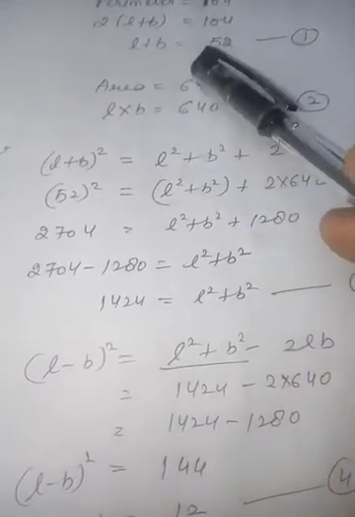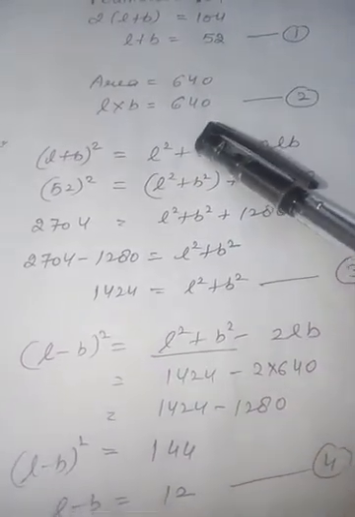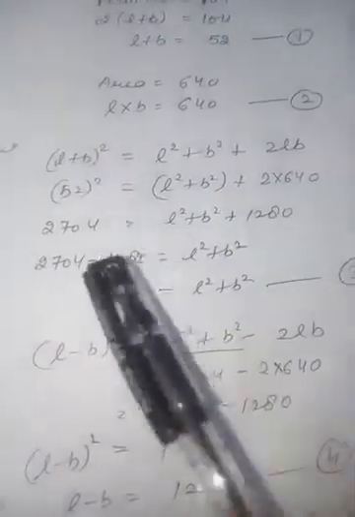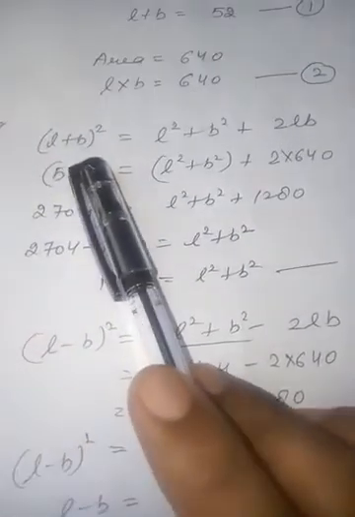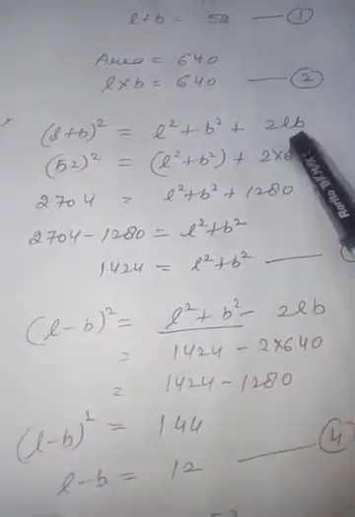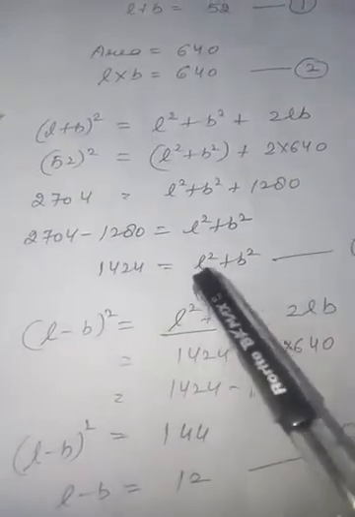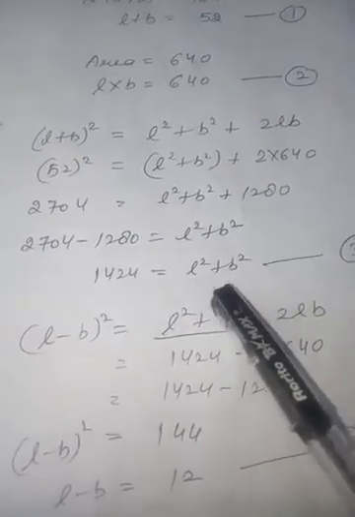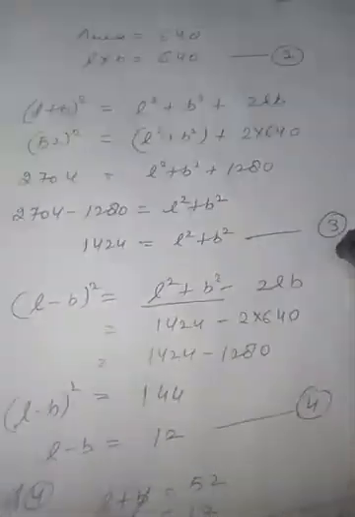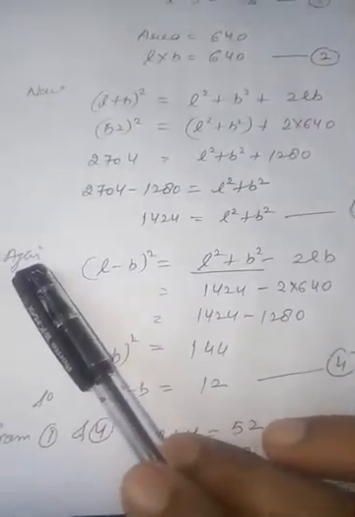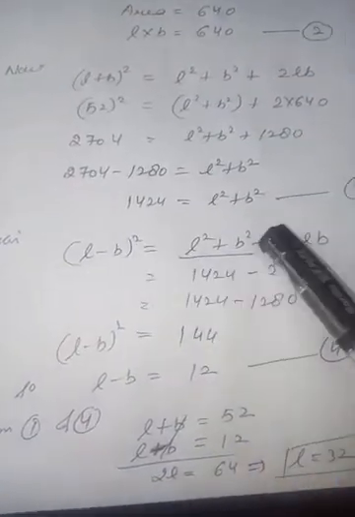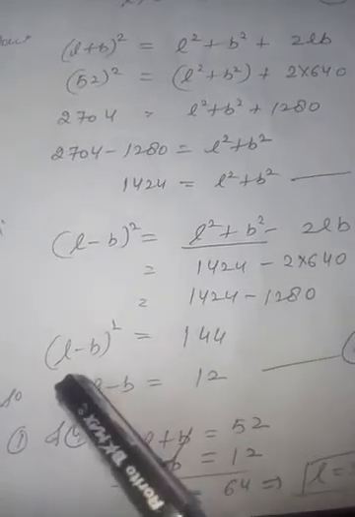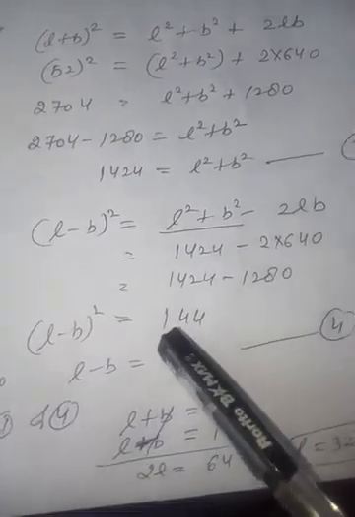Now these two values we have, and with the help of these two values we will find l minus b. So put the values over here. We know (l plus b) whole square equals l square plus b square plus 2lb. Put the values and solve. Finally we get l square plus b square equals 1424. Equation third. Now we will find again (l minus b) whole square, same property. Put the values. Finally we get (l minus b) whole square equals 144.